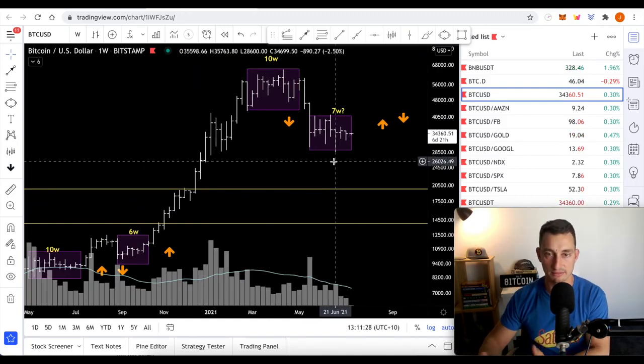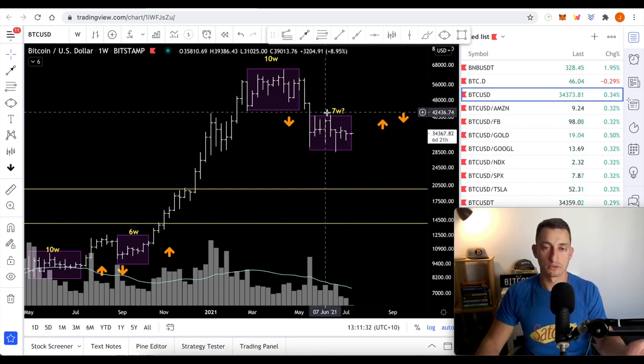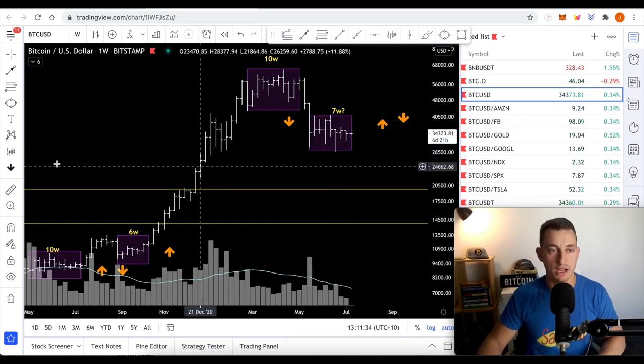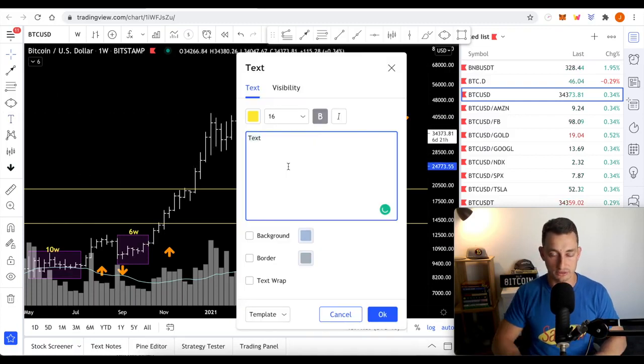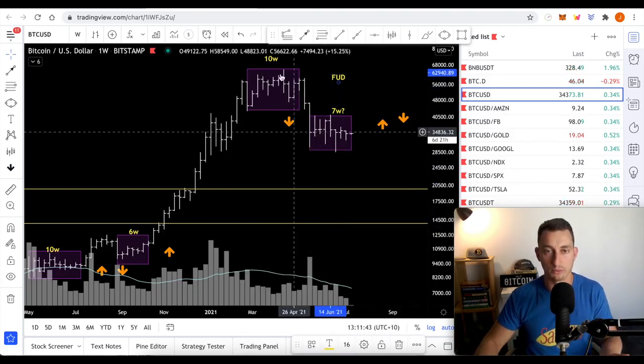All right, so it's not FUD. It's none of this sort of stuff. This is what is on the chart. If you want to scream FUD, go and scream it at your chart. Get your text tool out and just write FUD on the chart, and that might make you feel a little bit better. But apart from that, this is just what the market is doing.